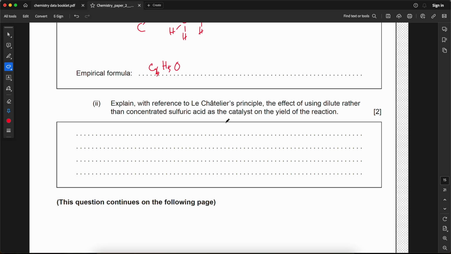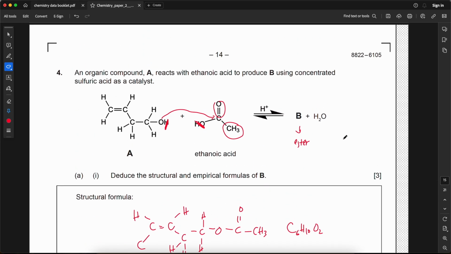Explain with reference to Le Chatelier principle the effect of using dilute rather than concentrated sulfuric acid as a catalyst on the yield of the reaction. Water is a product. The equilibrium will shift left, thus yield will decrease. As you can see here, water is one of the products.